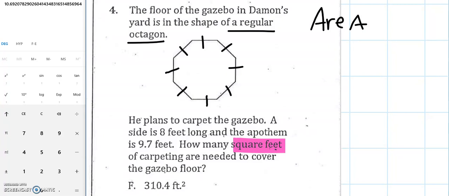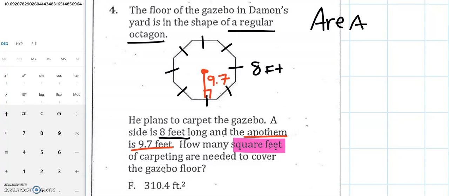Now in this case, the two pieces of information they gave me, they told me that each side was going to be 8 feet long. If one side's 8 feet, all of them are 8 feet. So I'm going to label that in. The next thing that they told me is this apothem. The apothem we've learned about starts from the center of your shape and it's perpendicular to a side. And when it cuts into that side, it's going to cut at the midpoint. So it's going to cut your side in half. They told me that the apothem is 9.7.